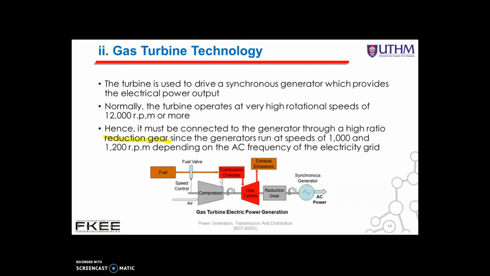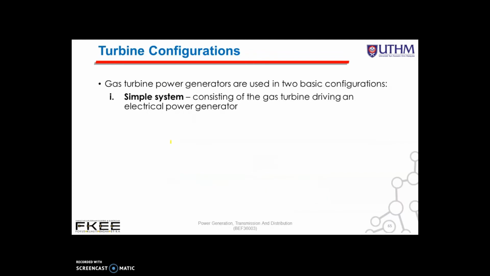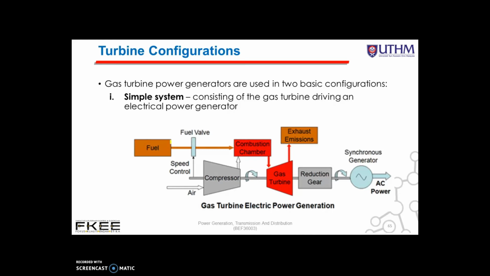So this is the figure of the simple gas turbine electric power generation. Okay. So we look at the turbine configurations. Gas turbine power generators are used in two basic configurations. First one is the simple system. Normally the simple system consists of the gas turbine driving an electric power generator. So basically, the simple system involves three main sections.